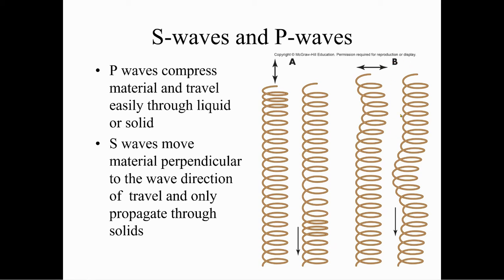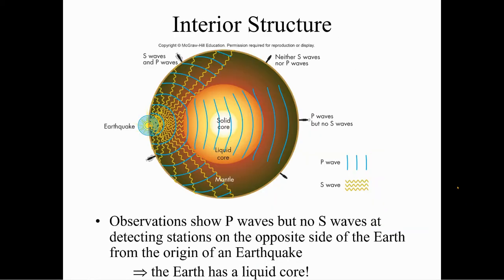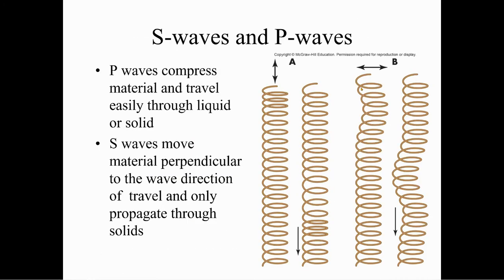These are the waves that cause the damage because they go this way, and as the energy moves, it also is going like this, and it shakes the ground back and forth, and that's what causes all the damage. So S waves and P waves, again, the big thing here, S waves do not travel through liquids, only through solids. So I kind of explained this in the previous slide.